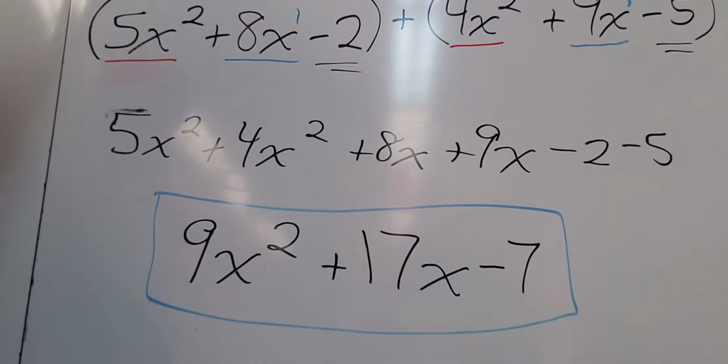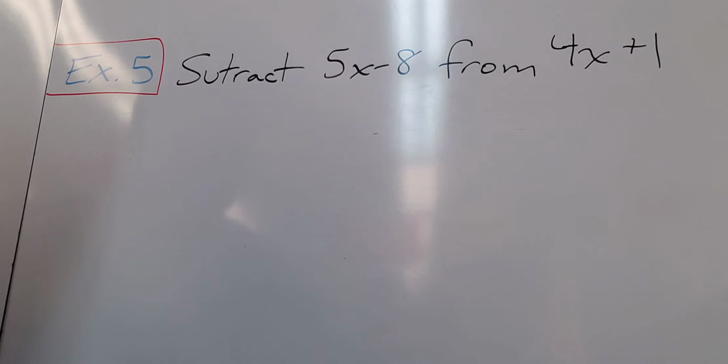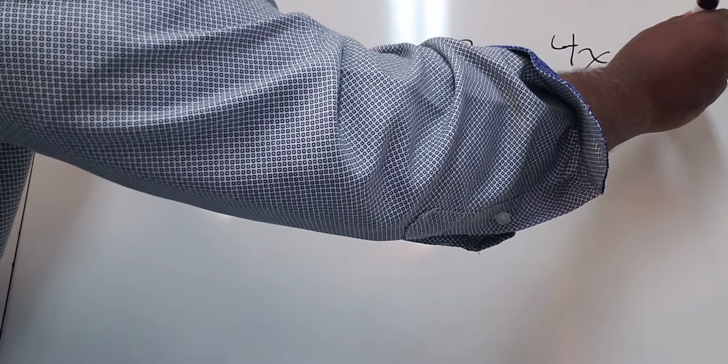Why don't we pause here, take a moment to copy this down, and give example 2 and example 3 a try by yourself, and then we'll come back and look at those answers later. Okay, now that you tried those, let's take a look at example 5. Same page, unit 7, concept 1B. Make sure you're reading along with your packet. It says subtract 5x minus 8 from 4x plus 1.